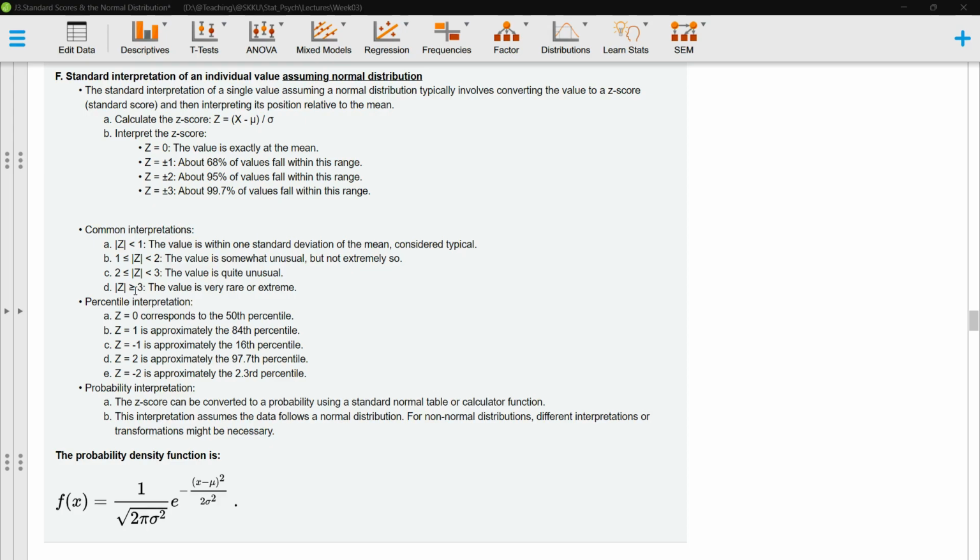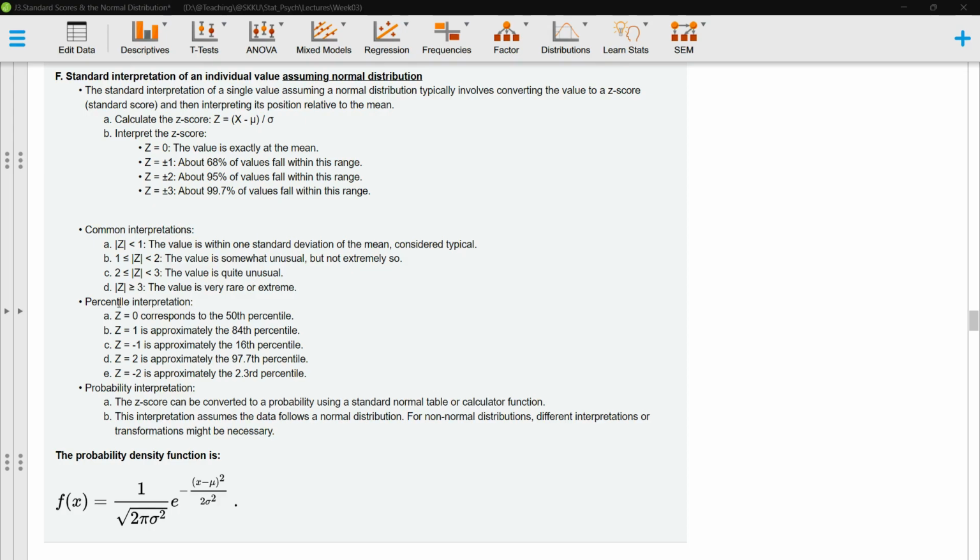And if the absolute value of the z-score is greater than 3, it is pretty rare or pretty extreme. You remember that within plus or minus 3 standard deviations there are 99.7% of values. So outside the range, smaller than 0.3% are there. So it is a pretty rare case, or the extreme case.